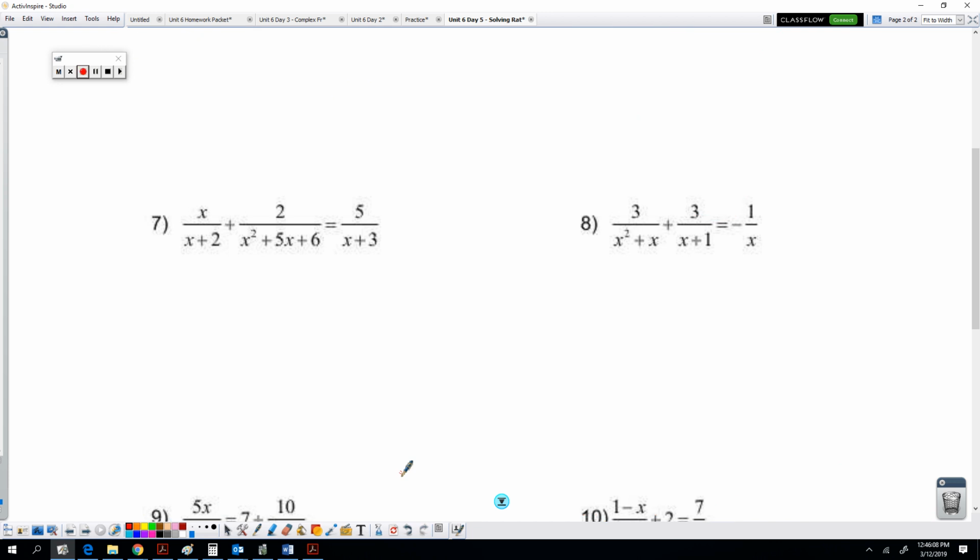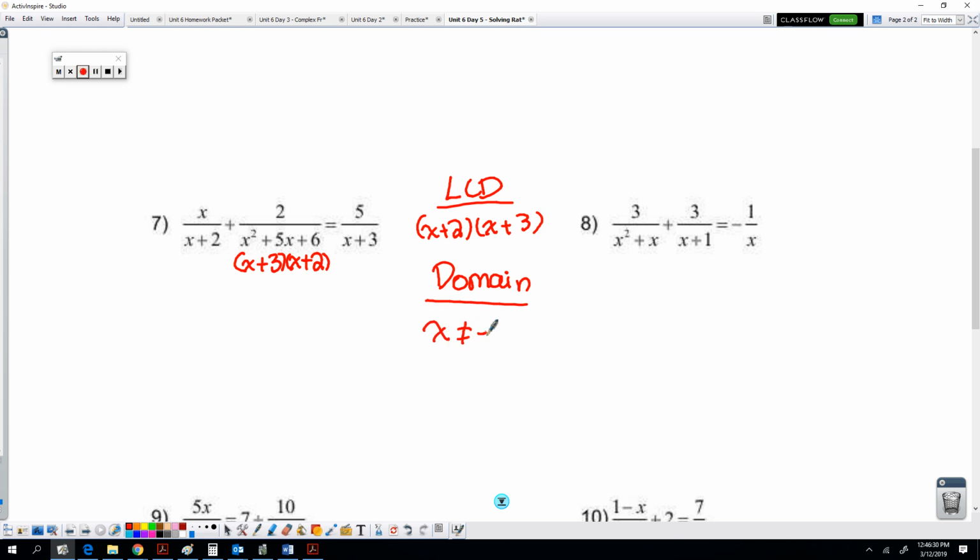All right, number 7. So what we're going to do is we're going to factor first. Say what numbers multiply to 6 but add up to 5. Now you're going to find your LCD. Then you're going to find your domain. Your LCD is x plus 2 times x plus 3. And my domain is x cannot be negative 2 and negative 3.